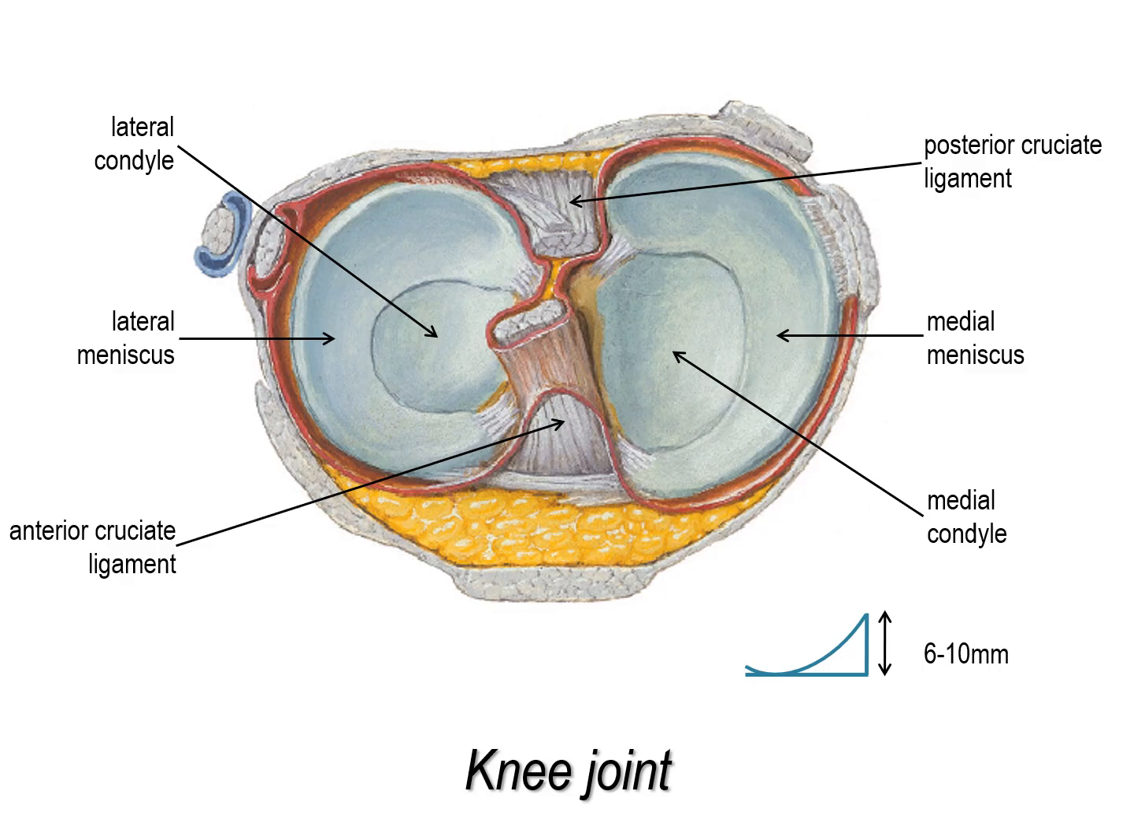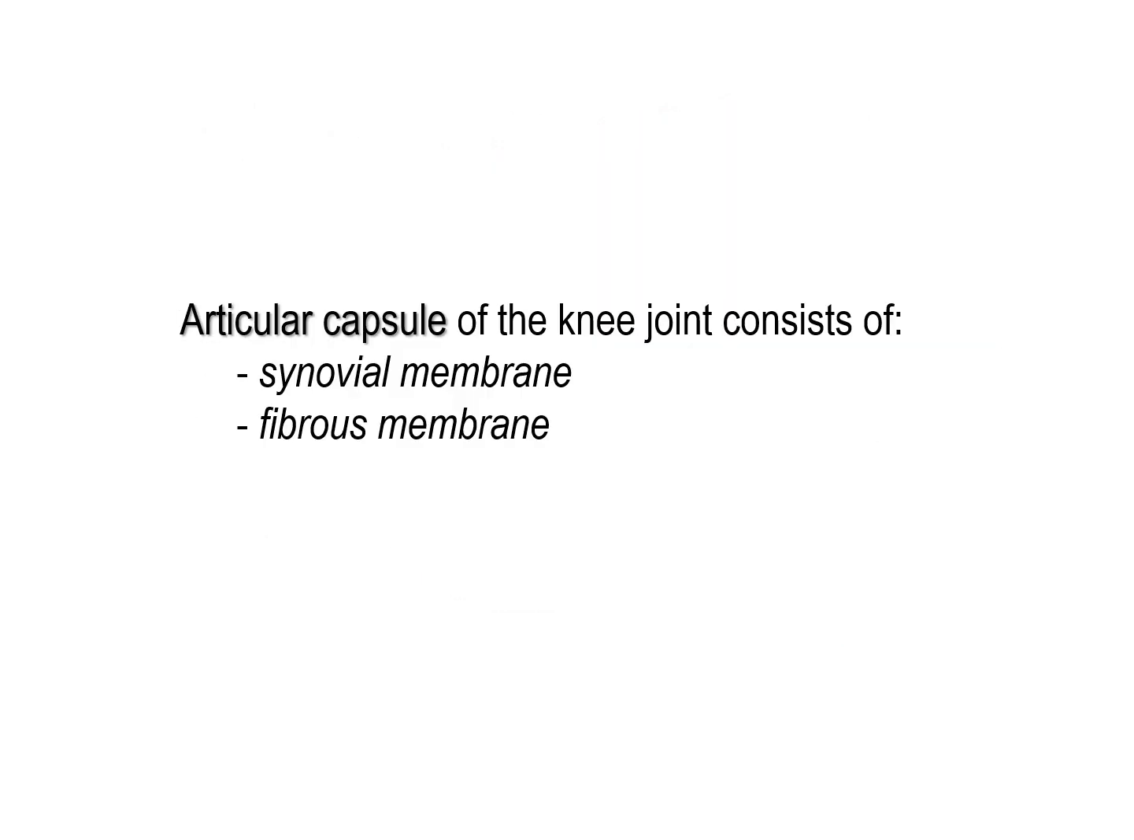The cruciate ligaments are intracapsular but extrasynovial. It is very important to remember that cruciate ligaments are intracapsular but extrasynovial. The ligaments cross each other like the letter X, hence the name cruciate. As usual, the articular capsule consists of synovial and fibrous membrane.